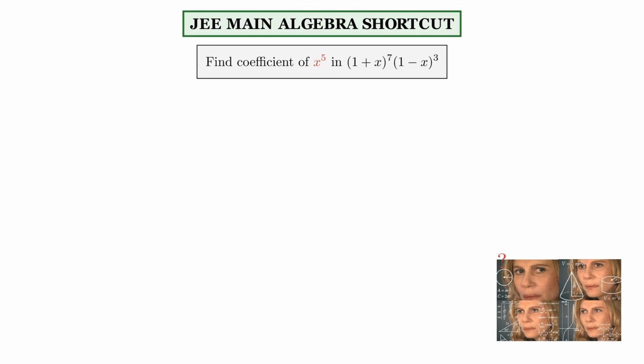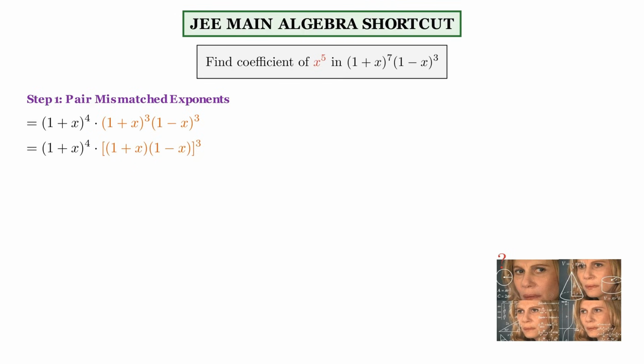Here's the master move. Look at those mismatched exponents 7 and 3. Notice that (1 minus x) to the power 3 wants to pair up with (1 plus x) to the power 3. So let us borrow 3 factors of (1 plus x) from (1 plus x) raised to the power 7. That splits our expression into (1 plus x) to the power 4 times (1 plus x) cubed times (1 minus x) cubed. Now combine those cubed terms.